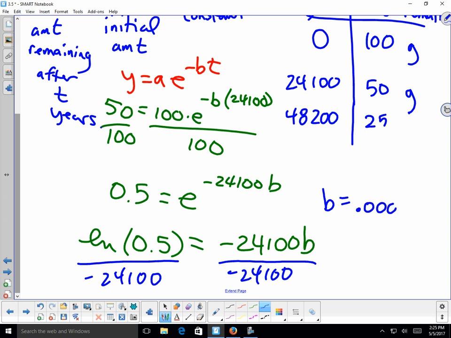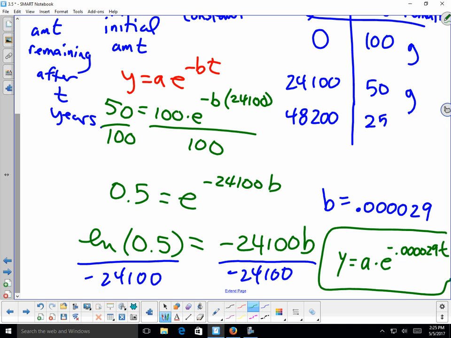Okay, but the b value itself is positive, right? So 0.00029 is my b value. Does everybody agree with that? But remember, our formula does have a negative in front of the b, so that means my model should be y equals a times e to the negative 0.000029t. Does everybody agree that that's our model? Wouldn't it be positive? The b value is positive, but we got a negative in the formula. So we're just going to put that negative in front of our positive.